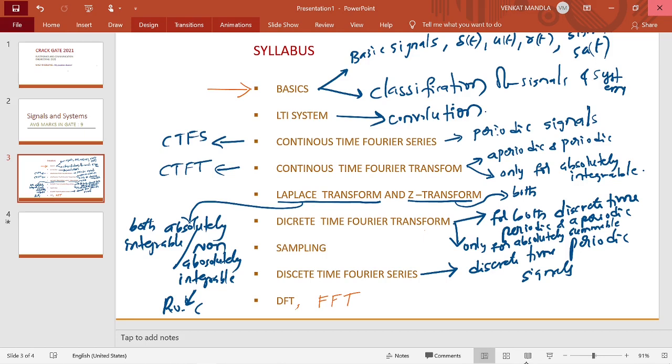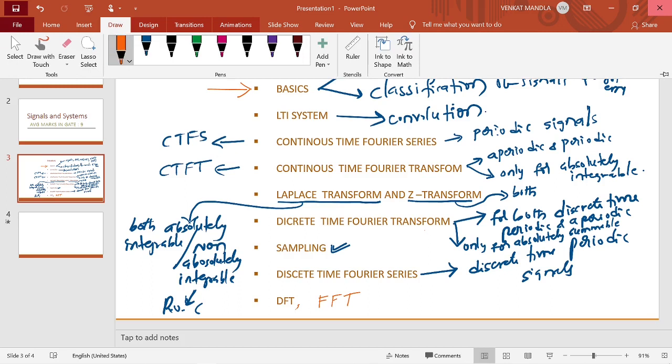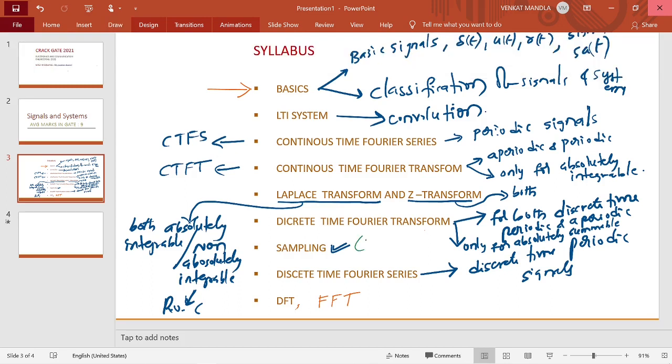After this, sampling. This is the concept of converting a continuous time signal to a discrete time signal. So here we will discuss an important theory, which is the relation between the continuous time Fourier transform and the discrete time Fourier transform. Very important. I will discuss that in sampling.